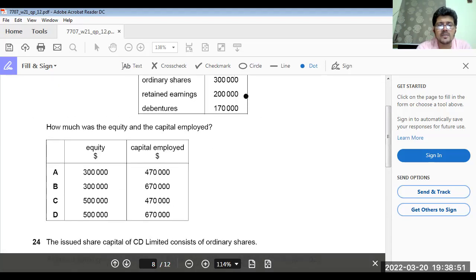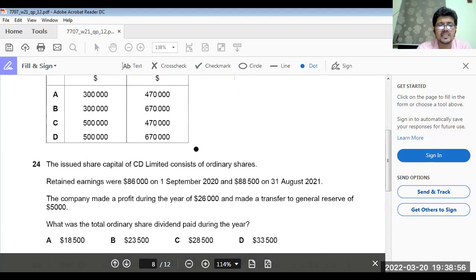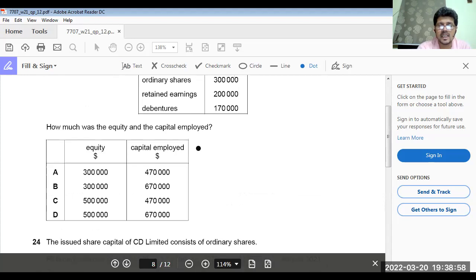For equity, what we do is add ordinary share capital and retained earnings. This is 500,000. So C or D could be the answer, because A and B can't be the answer. Now, what about capital employed? Capital employed should be all equity and long-term liabilities, so we have to add everything. That would make 670,000. It means option D should be the answer. Between C and D, we have to take capital employed as 670,000.